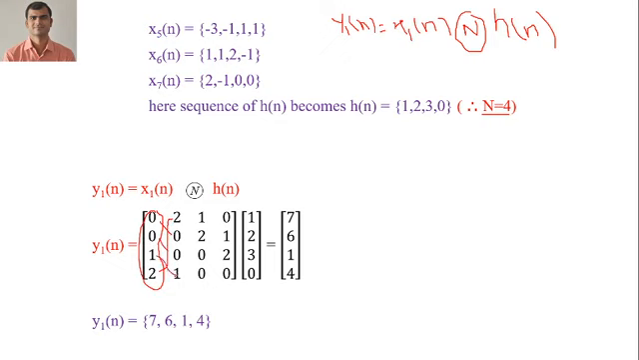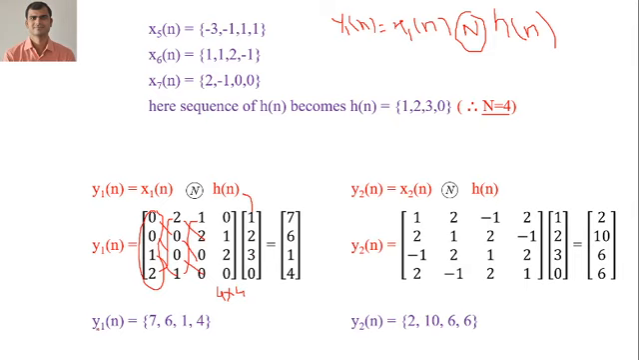This method we have seen in the last lecture. So here it is 1, then 2, then 0, then 0. The size of the sequence is 4 samples, so the matrix will be 4 by 4, and here you need to take the sequence of h of n. Then you cross multiply row into column, row into column, row into column, row into column. So we'll get the answer as 7 6 1 4. So we have got the answer for y1n.